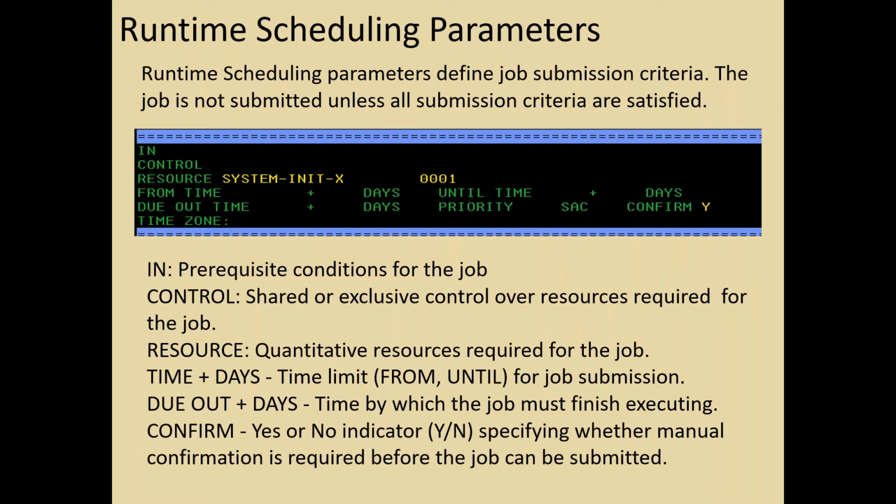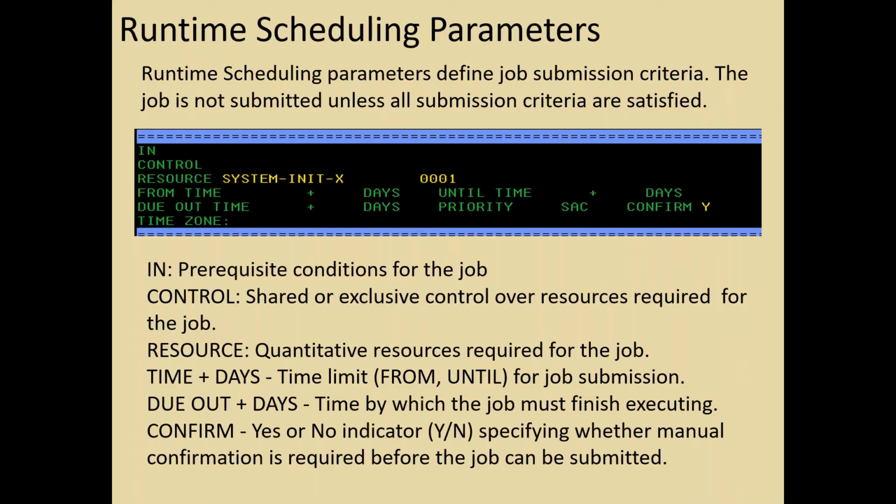Okay, so I'll go with control. Control is shared or exclusive control over resources required for the job. Then the next parameter is resource: quantitative resources required for the job. Then time plus date gives the time limit from and until for a job submission. Then due out plus days is the time by which the job must finish executing.